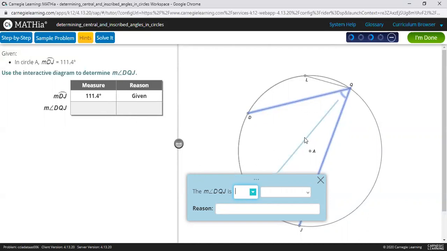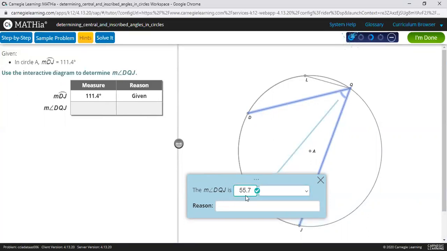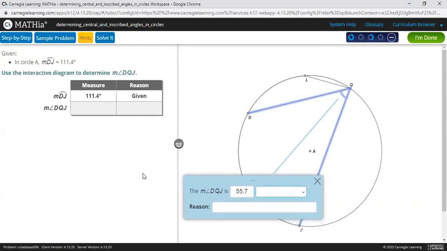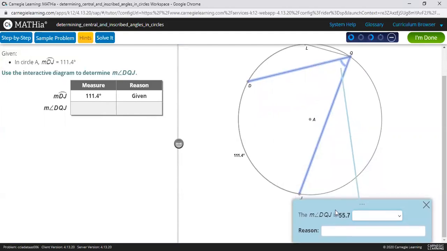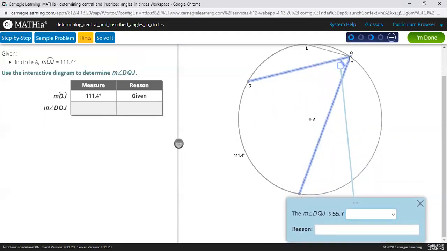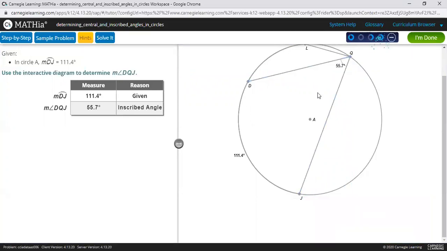So now I'm going to take half of that measure, and this actually does the work for you. Instead of using a calculator, you can just put 111.4 divided by 2. And so that 55.7 is half of that intercepted arc. Let me move this out of the way so you can see. And remember, inscribed angles are those that have vertexes on the circle. So that's degrees, and that is an inscribed angle. All right, let's see, we'll do one more.